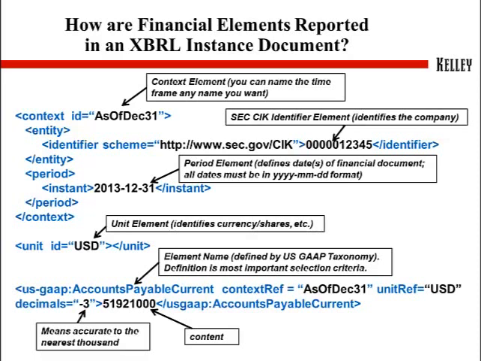This says that we have 51,921,000, and it is the value that's in the accounts payable current account. It's as of December 31st, 2013, and it is reported in units of dollars. The decimals equal -3 means that it's accurate to the nearest thousand.